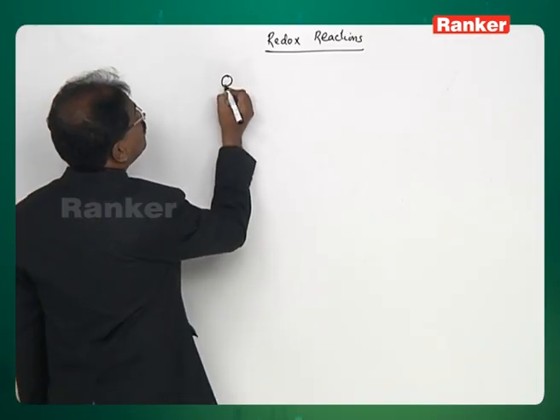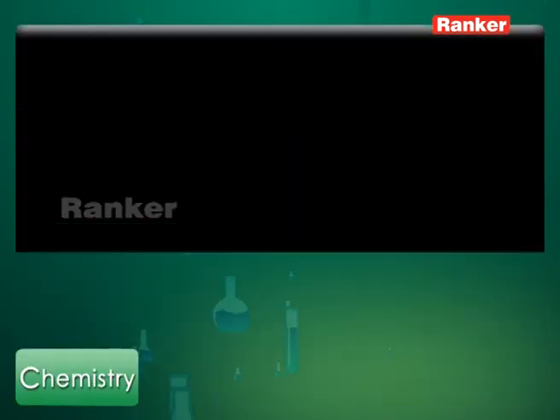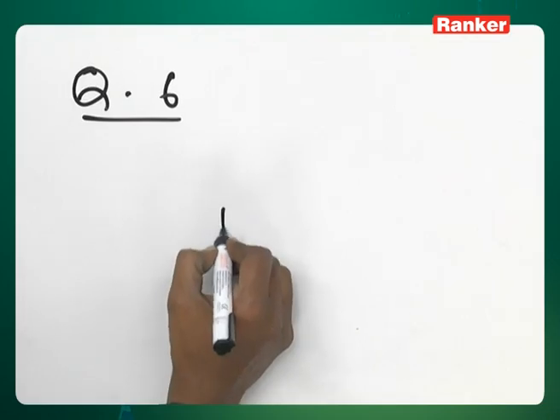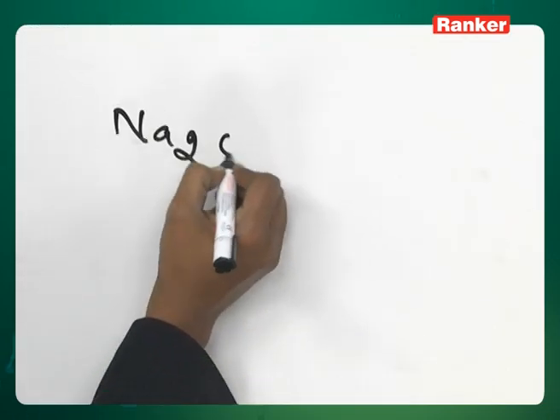Next, question number 6. Which of the following substances acts as both an oxidizing as well as a reducing agent? First option, sodium oxide. Second option, SnCl2. Third option, sodium peroxide. Fourth option, NaNO2. So, which of the following will act as both oxidizing as well as reducing agent? Now, observe all 4 options. Here in the first option, they have given Na2O.